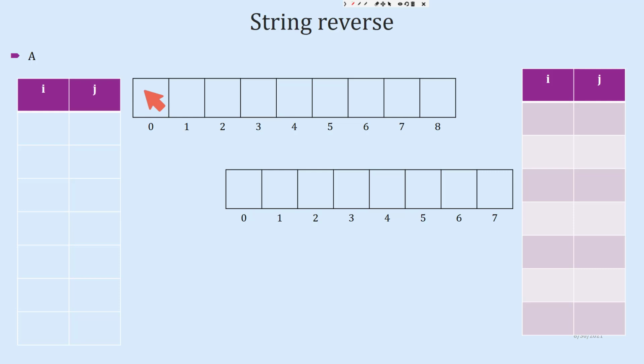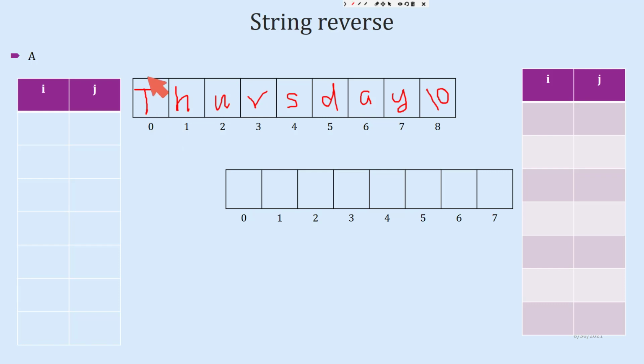Here I have a string, let it be Thursday. Since it is a string, it always ends with a null character. So we want to reverse it. Reverse means the string will be like YADSRUHT. It will be in reverse order.